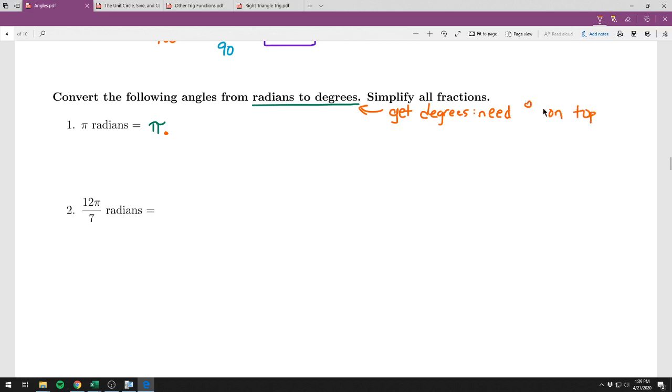That's supposed to be a degree symbol. Of course, it sort of looks like a little heart. We need a degree symbol on the top, meaning I'm going to put the 180 with its degree symbol on the top and the pi on the bottom.